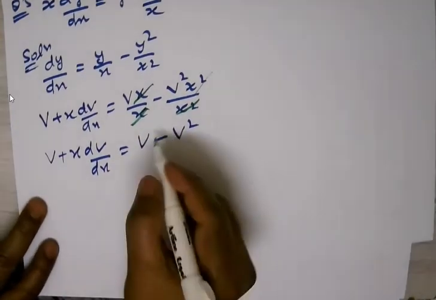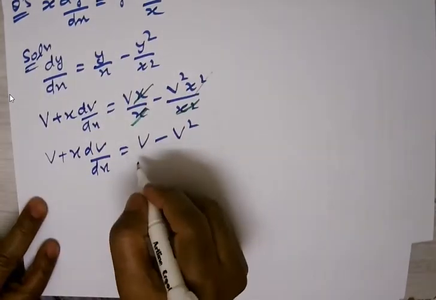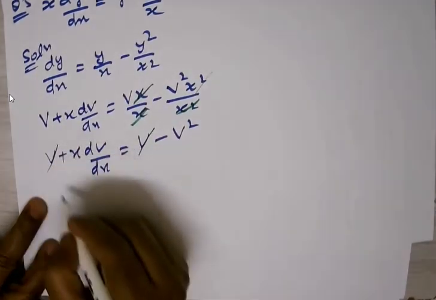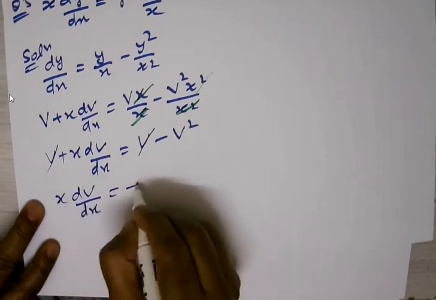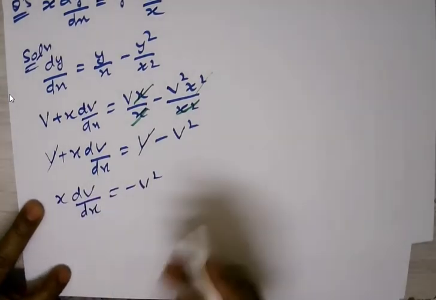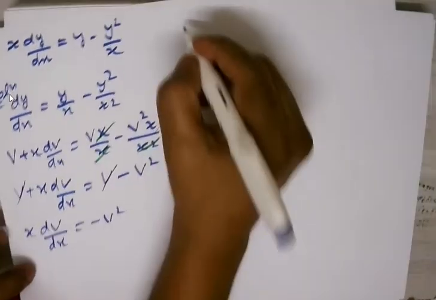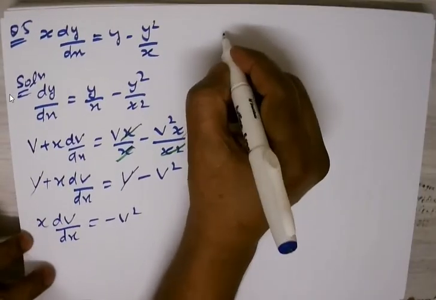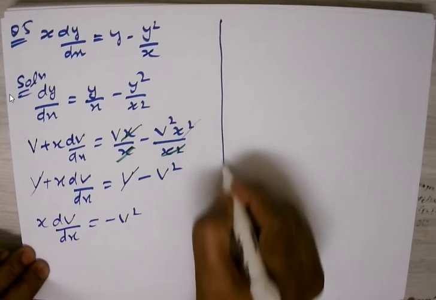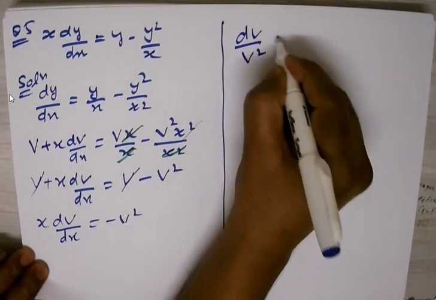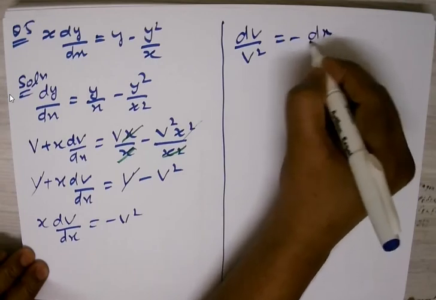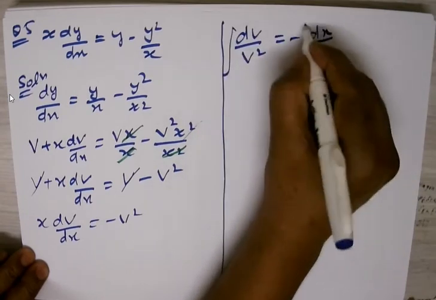Now check how this becomes easy. We can cancel v on both sides. So what is remaining? x dv/dx = −v². Now solve it by the variable separable method. So dv/v² = −dx/x, and now integrate it.